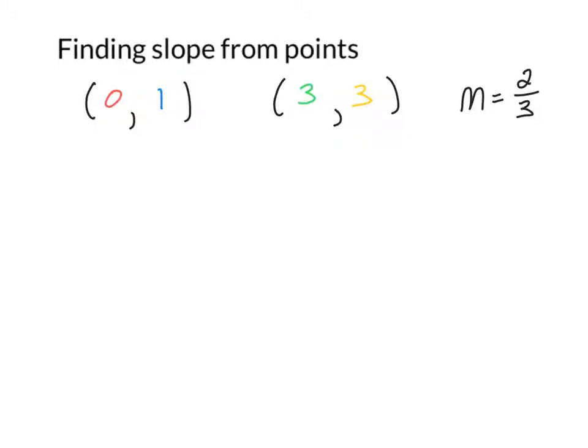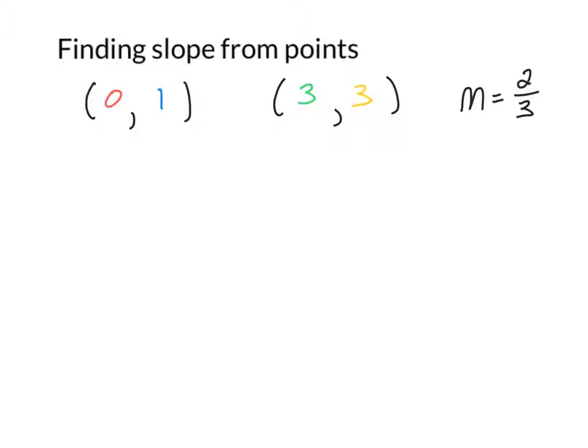Hi everyone. In this video I want to continue talking about slope, and I want to talk about how do I find slope if I'm given 2 points. So if we think about lines geometrically, we know that if I draw any 2 points I can connect them with a straight line. So it makes sense that if I have 2 points, that should be enough information that I can get the equation of a line.